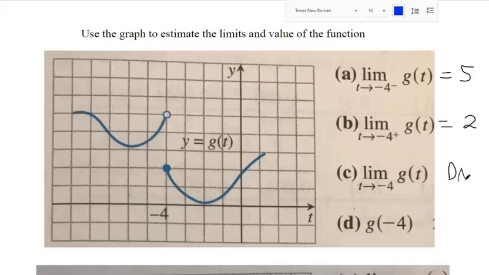This we say DNE, does not exist. The limit doesn't exist, and the reason is because the left and the right limits need to be the same. The left and the right limits are different. 5 and 2 aren't the same, so the limit does not exist.